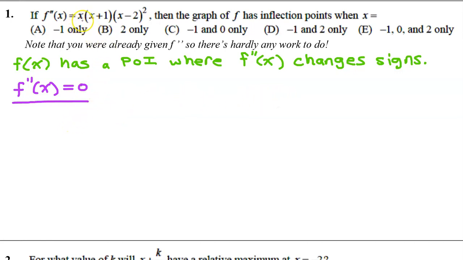Because this is already in factored form, we can just look at each factor and tell that the solutions will be x equals 0 from that first factor, and then x equals -1 from the middle factor, and x is equal to +2 from the last factor. So let's put these three numbers on a number line and make a sign chart.